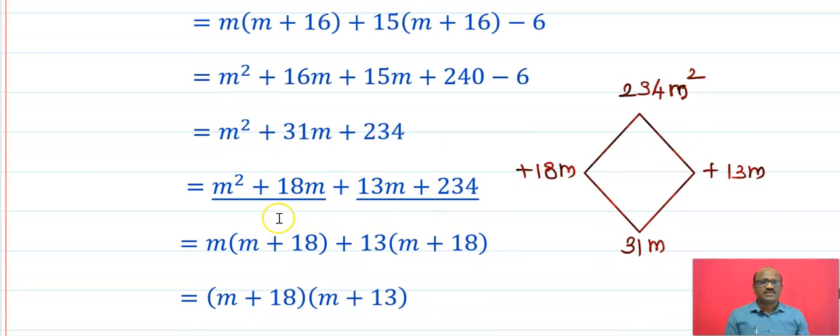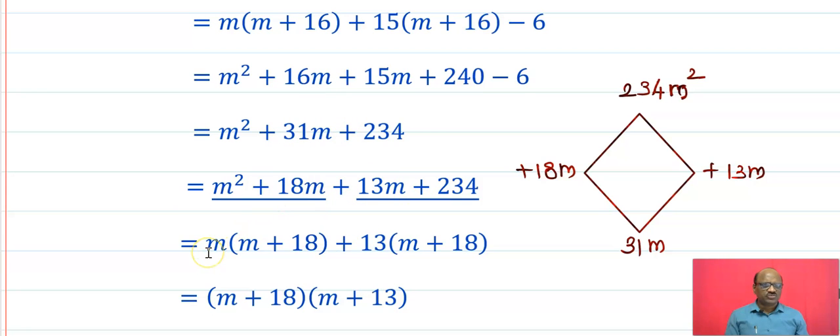Now see this here. What is the product? The product is 234m², and the sum should be 31m. Therefore the factors are 18m plus 13m. 18m plus 13m is 31m and their product is 234m². Therefore 31m is replaced by 18m plus 13m.